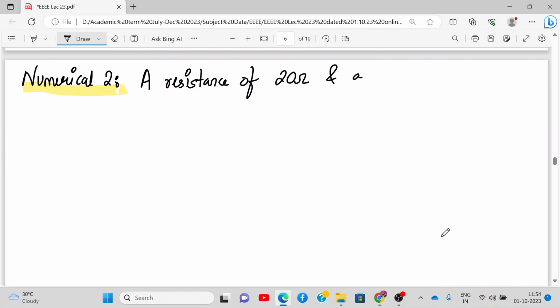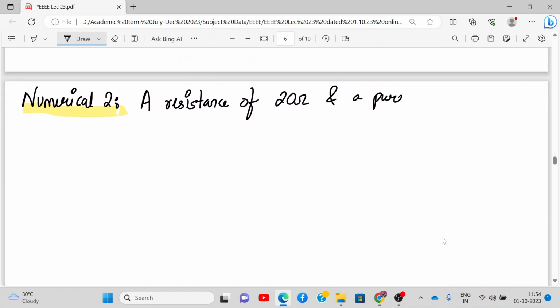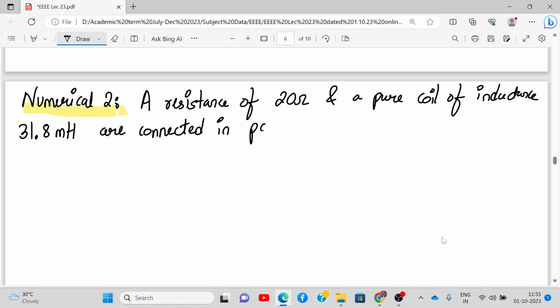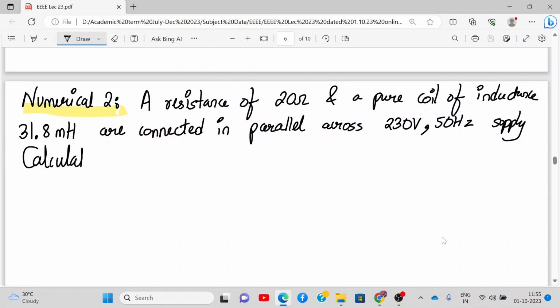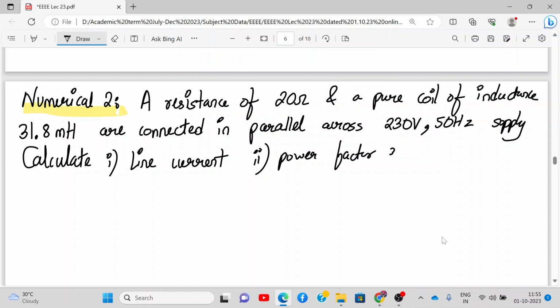So write down numerical number 2. A resistance of 20 ohm and a pure coil of inductance 31.8 millihenry are connected in parallel across a 230 volt, 50 hertz supply. Calculate first the line current, second the power factor, and third the power consumed by the circuit.